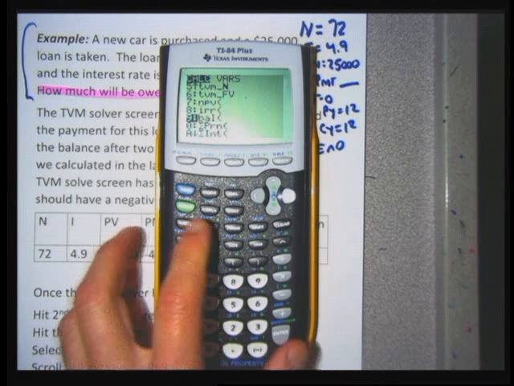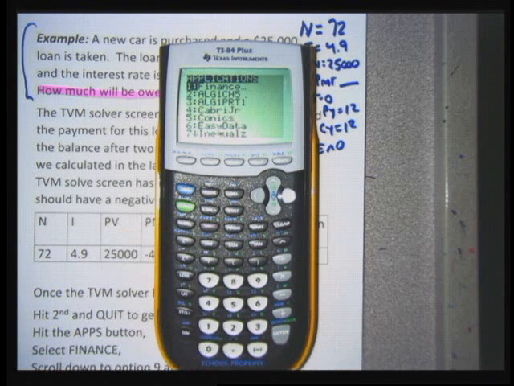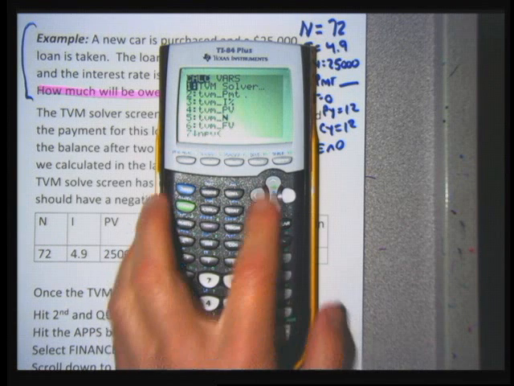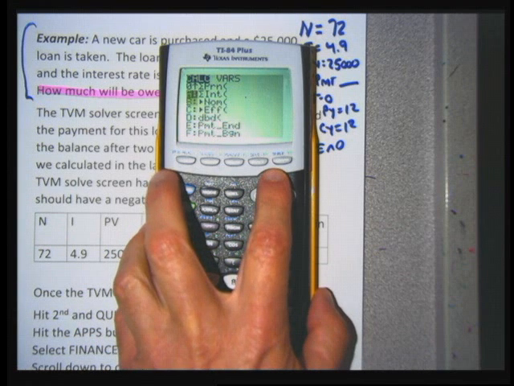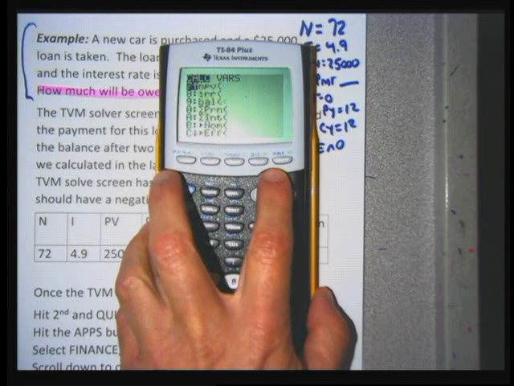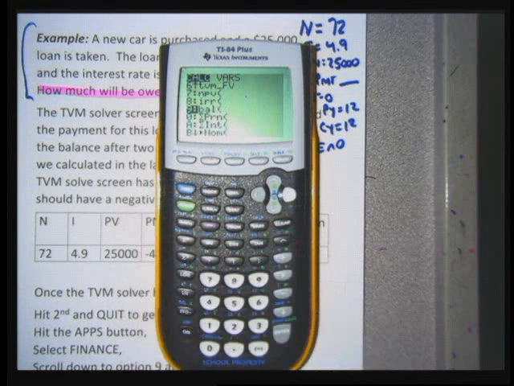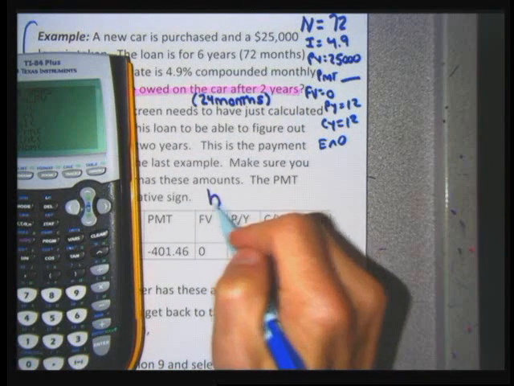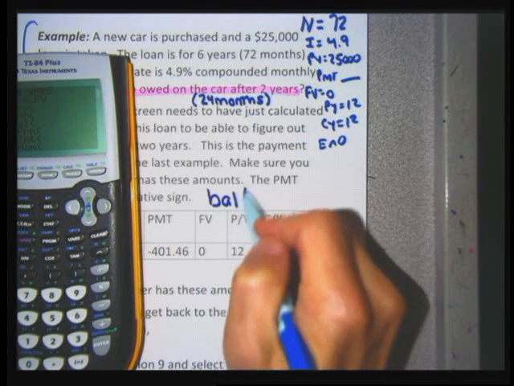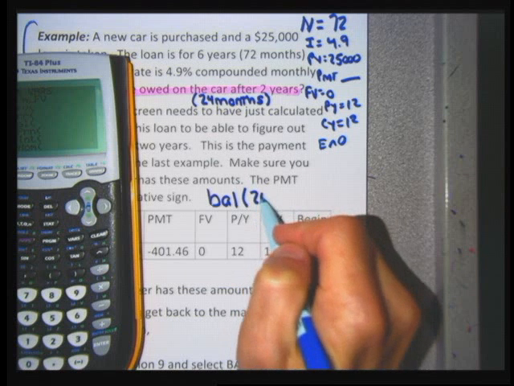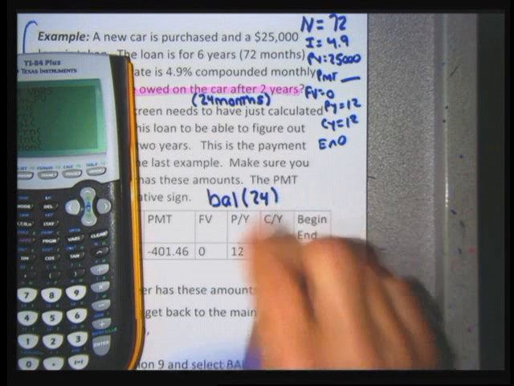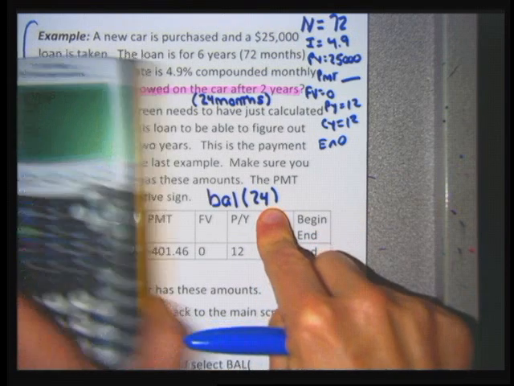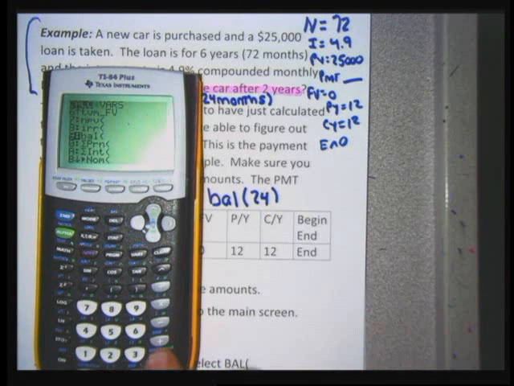So I did apps, enter on finance, and then I can arrow up or I can arrow down. Let's go bi-directional. You want to get your cursor so that the balance, BAL, is highlighted. What I'm going to get displayed on my main screen is BAL, which means balance. Then in the parentheses it's going to put in for me, I'm going to put 24. That's the balance after 24 months or after 2 years. So I'm going to hit enter on balance.